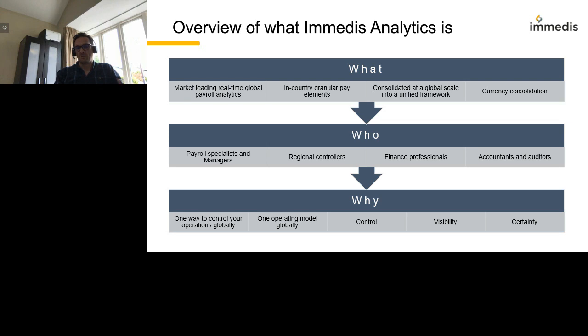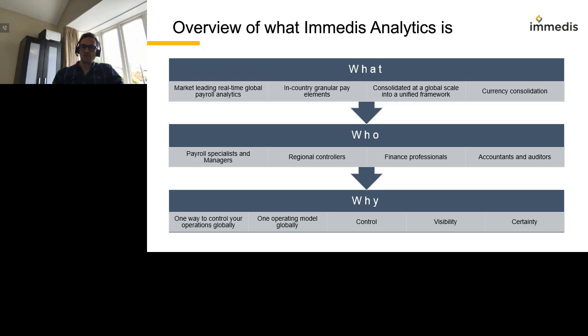And the beauty of the Immedis Analytics platform is it gives those differing capabilities within the one same platform with different levels of access. So it's really removing the need to share information, to extract information, to push things around. It's giving people direct access that should have access to the source of truth.